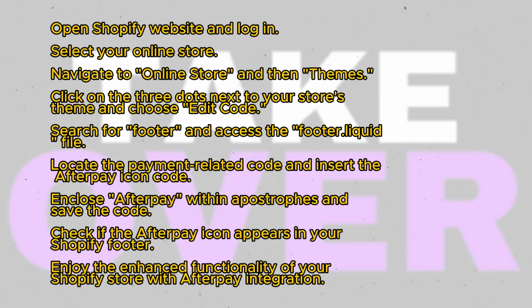Next, click on Online Store and then Themes. You'll be directed to a page where you should click on the three dots next to your online store's theme and select Edit Code. Once you're in the code editor, search for Footer and click on Footer.liquid to access the code. Now, use the CTRL-F shortcut to search for payment within the code.